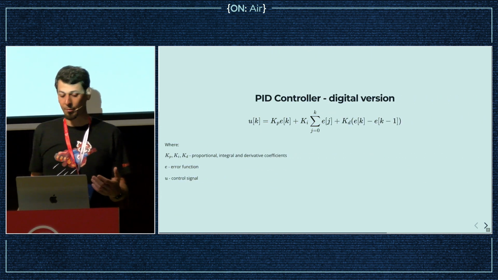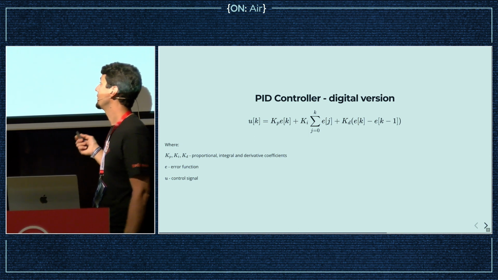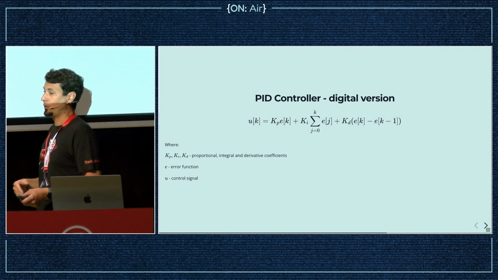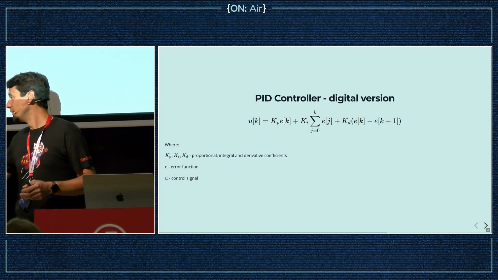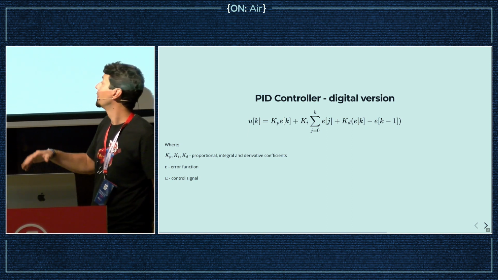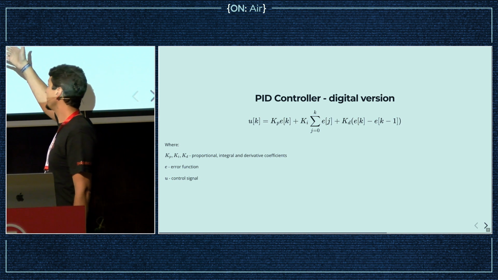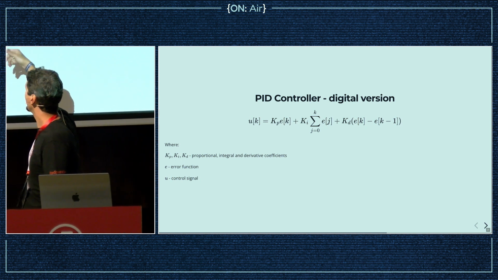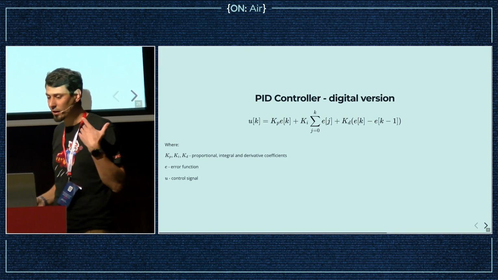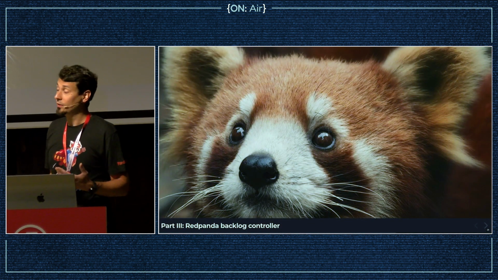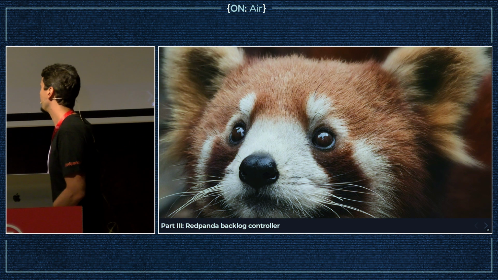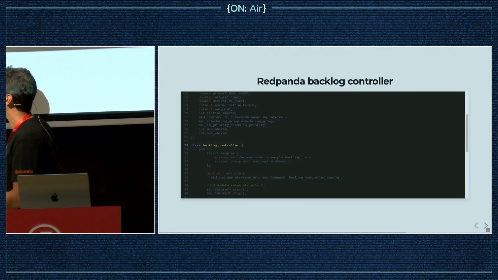So obviously Redpanda has to use a digital version of a PID controller, as we are a digital system and we do not have continuous functions and signals. So we are using a version where integrals are replaced by sums and derivatives are replaced by a simple difference of samples. And now let's deep dive into the implementation of the Redpanda backlog controller and how it all looks from the code perspective. So I will be showing a little bit of C++ code.